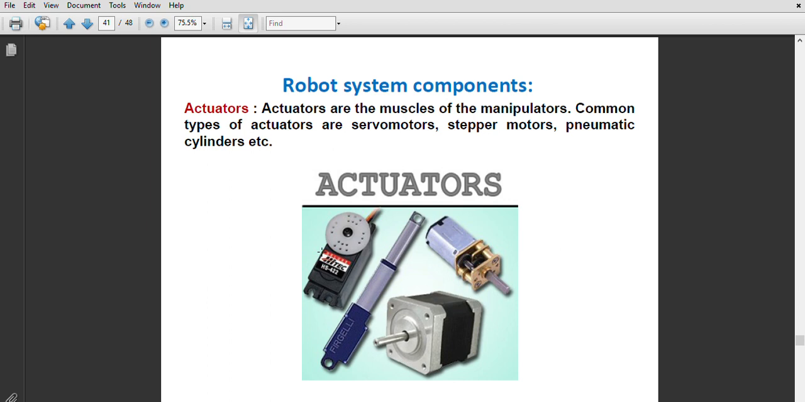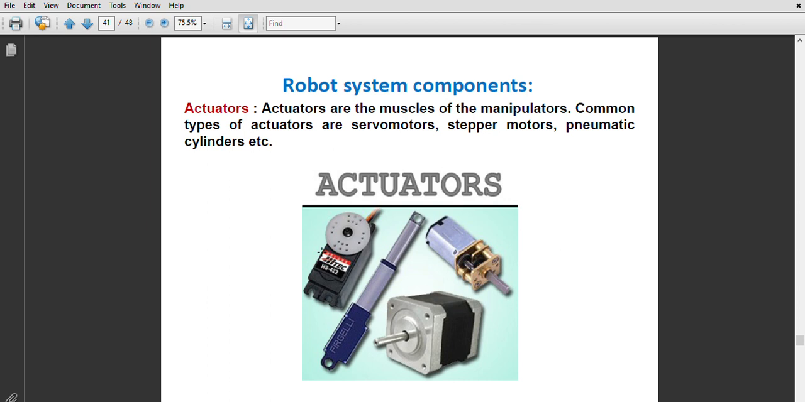Generally, the first robot system component is actuators. Actuators are the muscles of the manipulators. Common types of actuators are servo motors, stepper motors, and pneumatic cylinders. In some cases, hydraulic cylinders are also used, but in many robots we see only pneumatic cylinders because of their fast actions. If you use hydraulic oils, it will make the motion more springy. So we always prefer pneumatic cylinders.